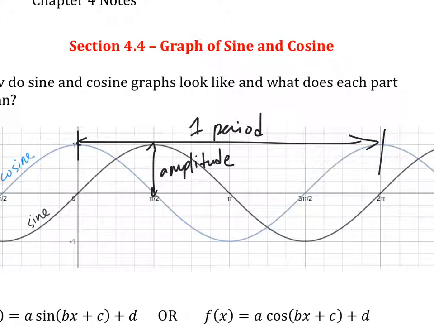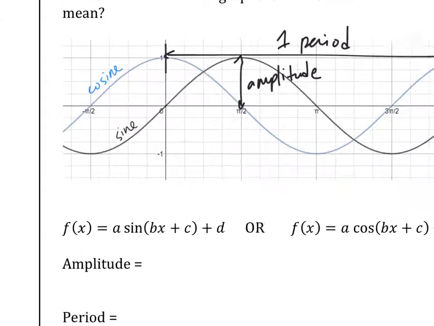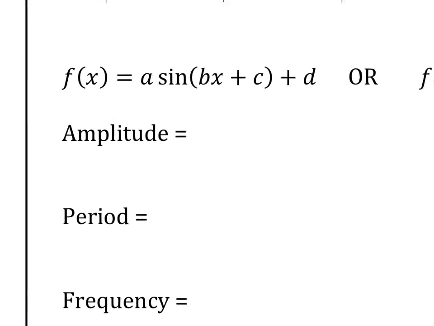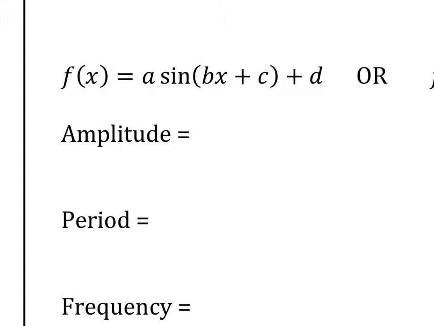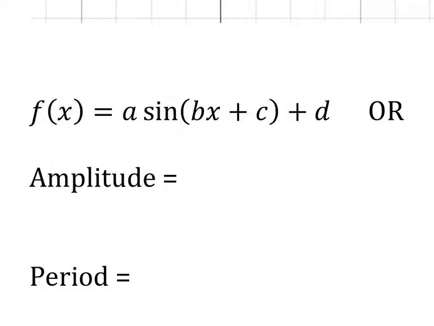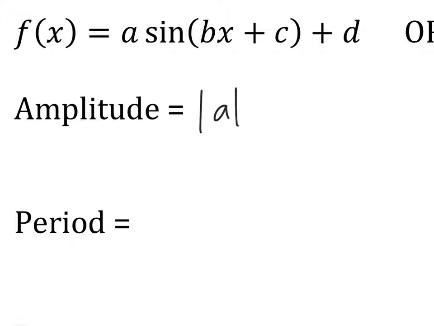Let's try to see how we can find it from an equation. Usually equations look like this: A sine of bx plus c, and then there is a plus d on the outside. Which part is the amplitude? Yes, and it's absolute value of a, because we only talk about the actual length and not whether it's negative or positive. Period is a little bit confusing. There's a formula: period is 2 pi over absolute value b.